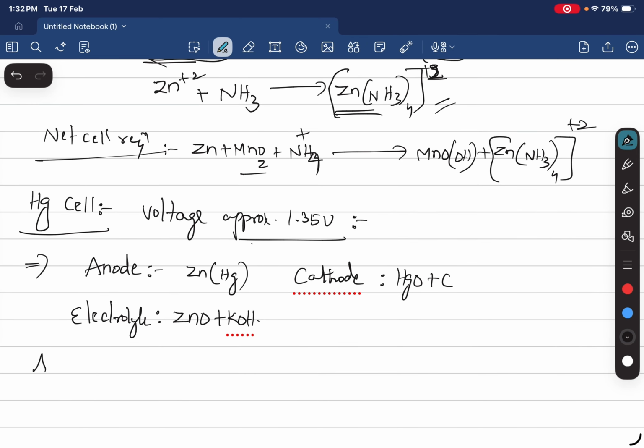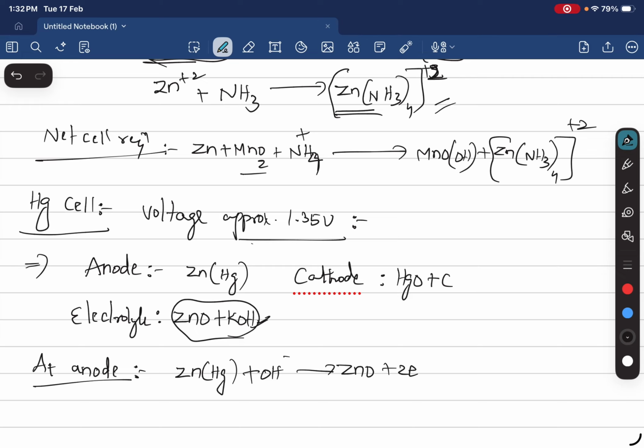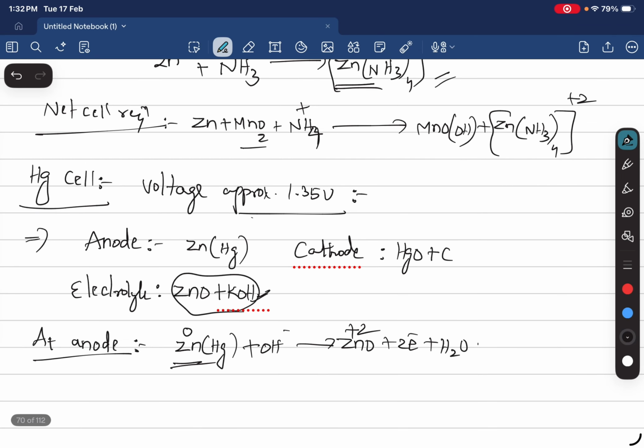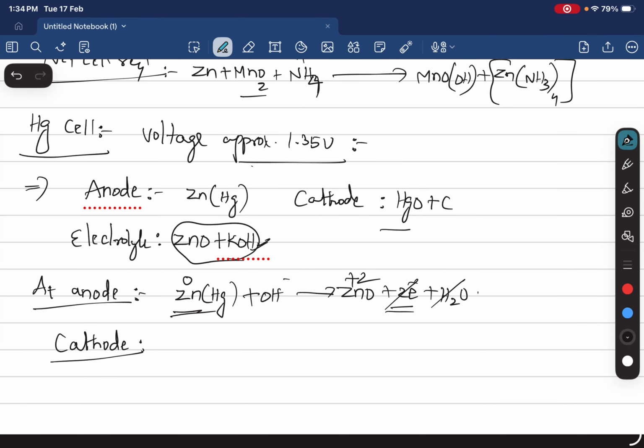What reactions happen at the anode? At the anode, zinc amalgam reacts with this base and is converted into ZnO plus 2 electrons plus H2O, because the oxidation state of zinc in zinc amalgam is 0, and it is converted into +2, so there is a loss of 2 electrons. So it is an oxidation process that happens at the anode. And the cathodic reaction will be, so the cathode is HgO here. So at the cathode, what reaction takes place?